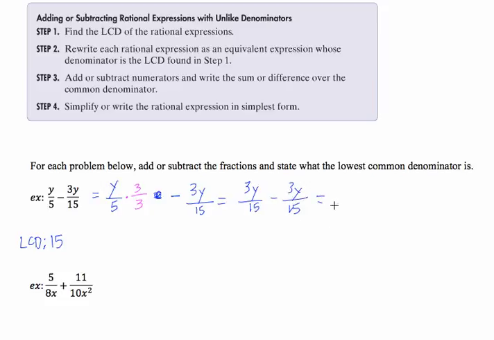Now isn't that an interesting example? 3y over 15 minus 3y over 15, well those are the same factor. So you actually just get 0 in this case.